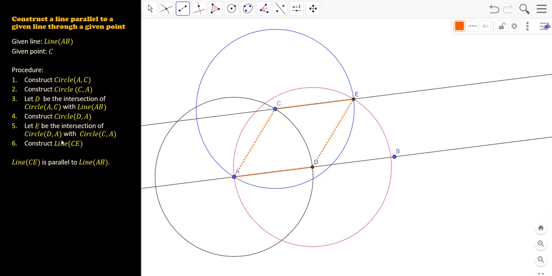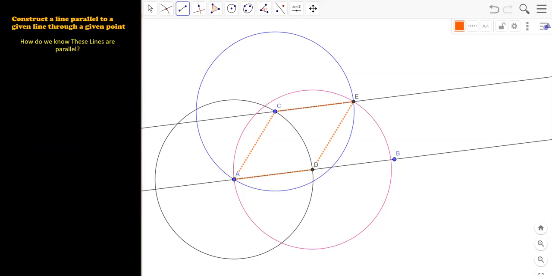Now, here's the thing: it's not necessarily obvious that these lines are parallel. It's possible that they are a tad askew. And it's possible that if I did this with some other orientation, they might not be parallel. So in order to be confident in this construction, I need to prove that it works all the time. So how do we know that these lines are in fact parallel?